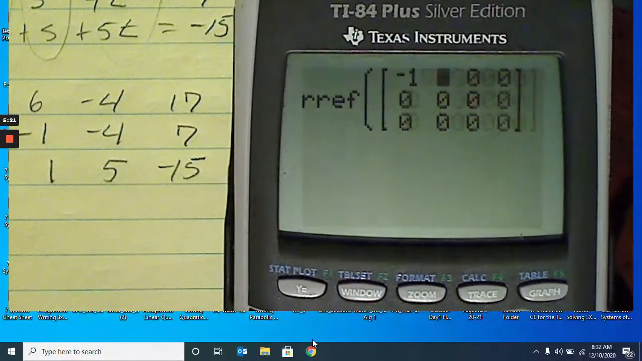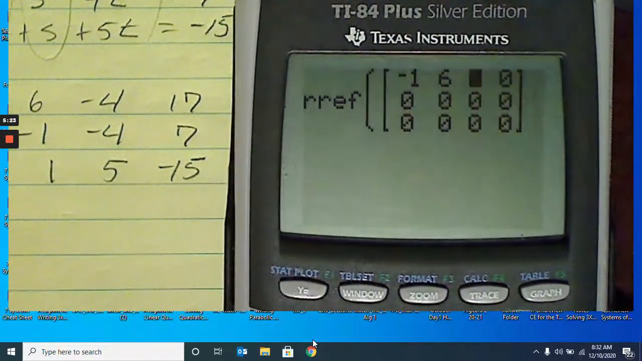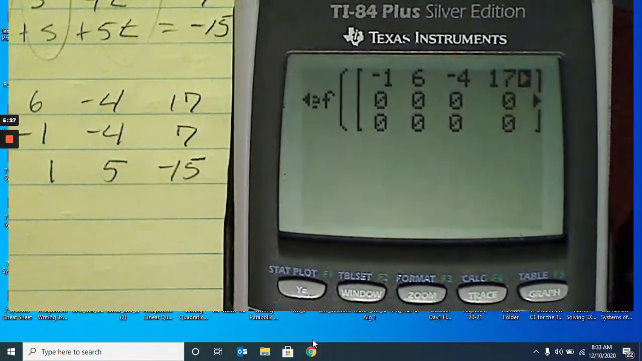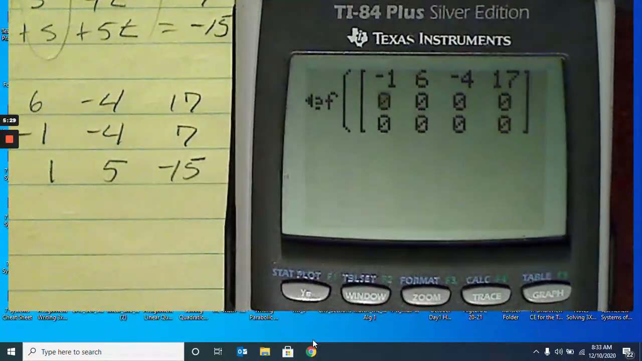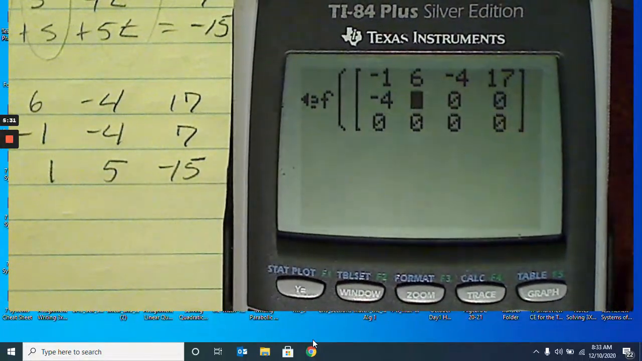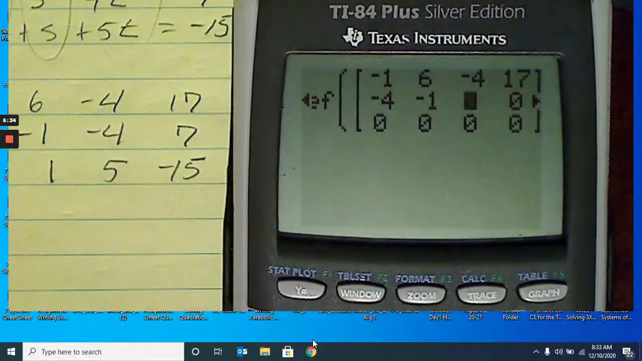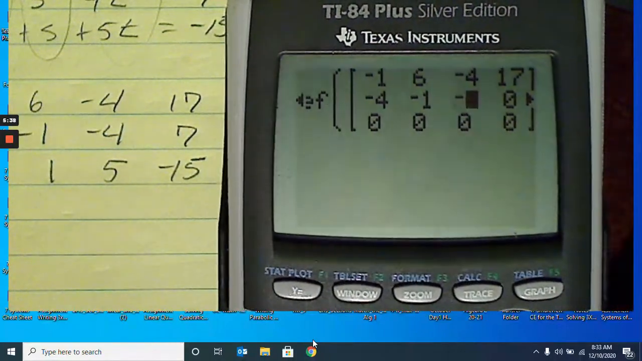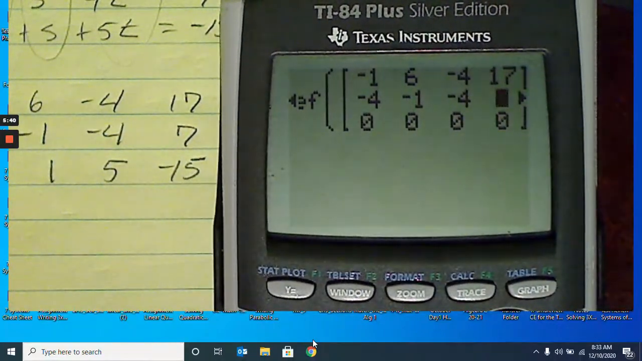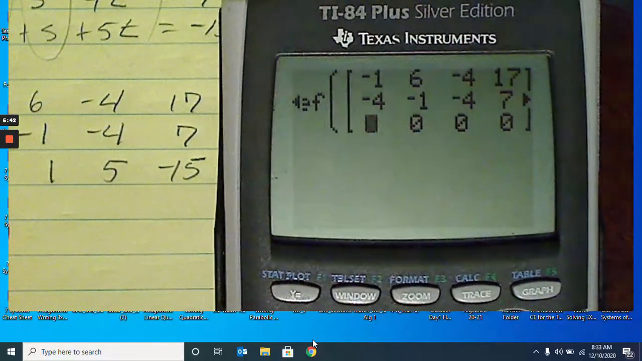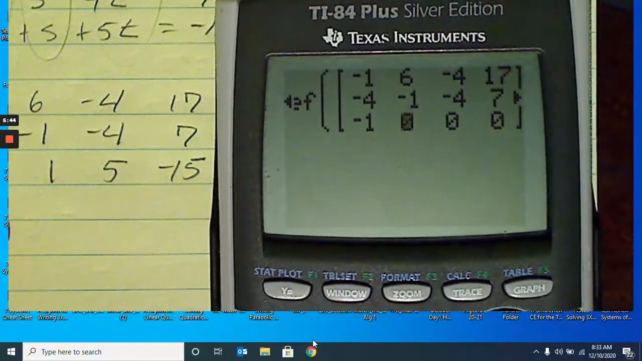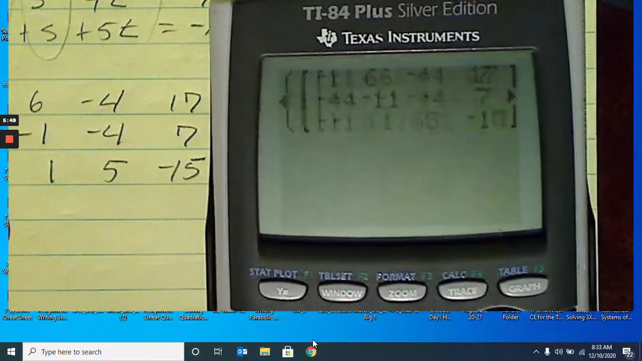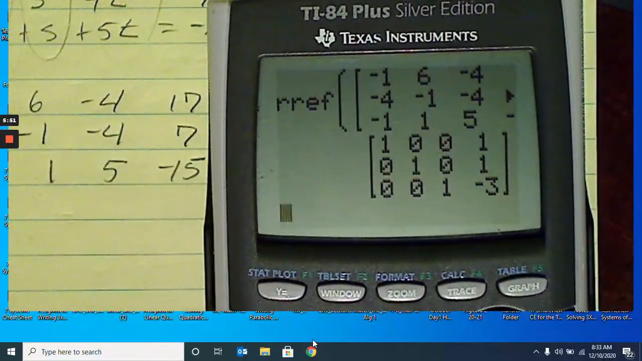-1, 6, -4, 17, -4, -1, -4, oops, sorry, that's supposed to be -4, 7, -1, 1, 5, -15. So when I hit enter, this is what I get.